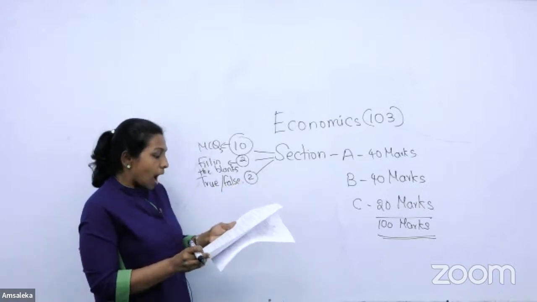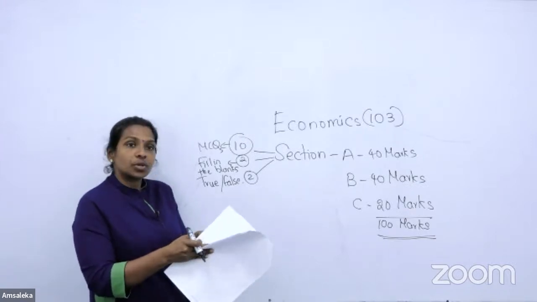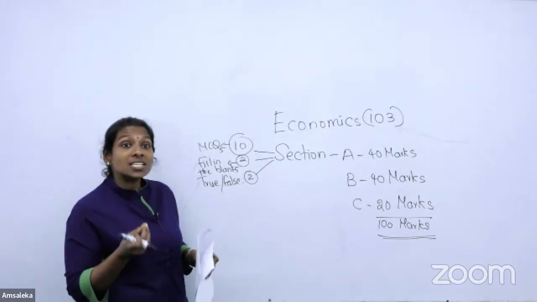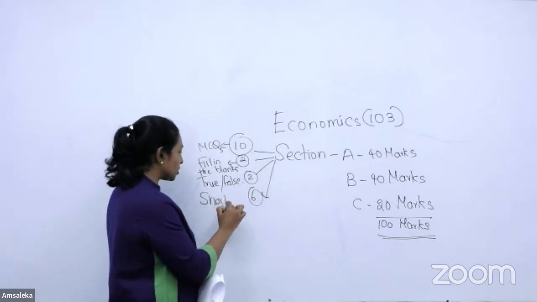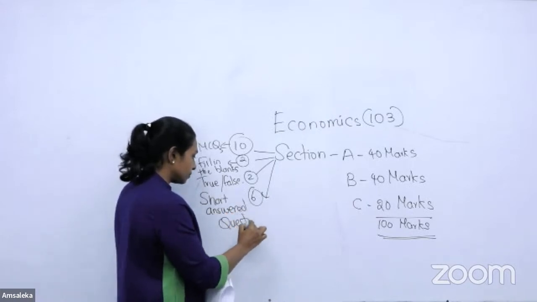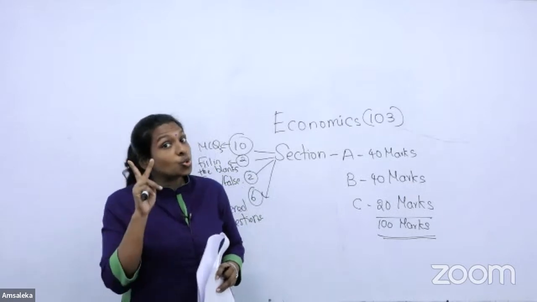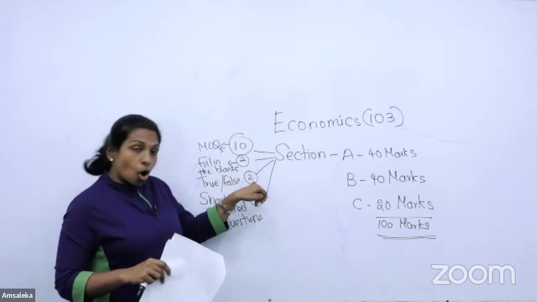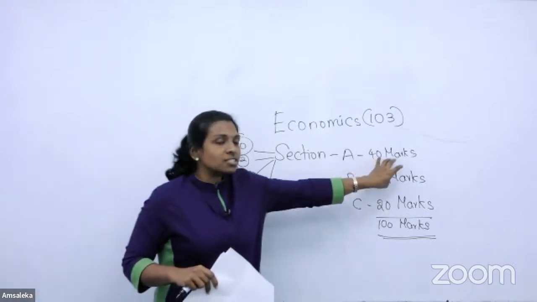After that, there are 6 questions given, and you are going to attend short answer questions. Section A is for 40 marks, and each question carries 2 marks. You can see: 10 plus 2 is 12, plus 2 is 14, plus 6 is 20. Altogether 20 questions, so 20 into 2, 40 marks will be given.